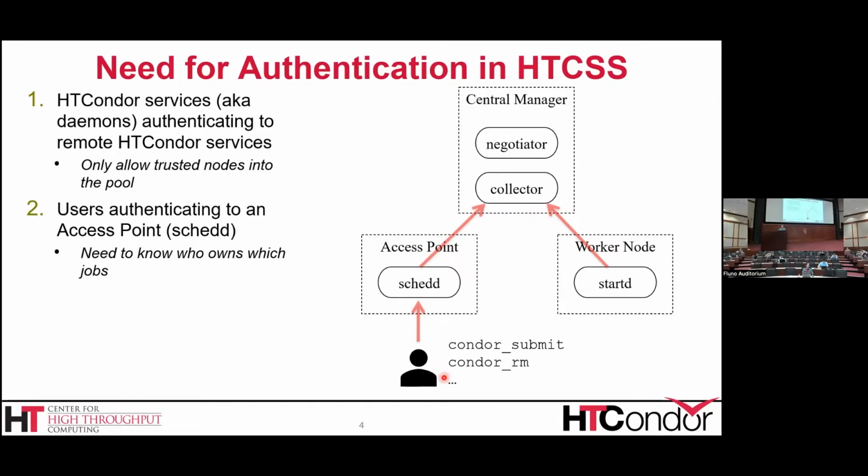Likewise, there's users that are placing jobs, submitting jobs to the access point using things like condor_submit. You want to authenticate who those people are as well. One reason we want to do this is that in HTCondor, we want to say that nobody can remove someone else's job. So if Todd submits a job, then Greg shouldn't be able to remove it just because he doesn't like me, right?